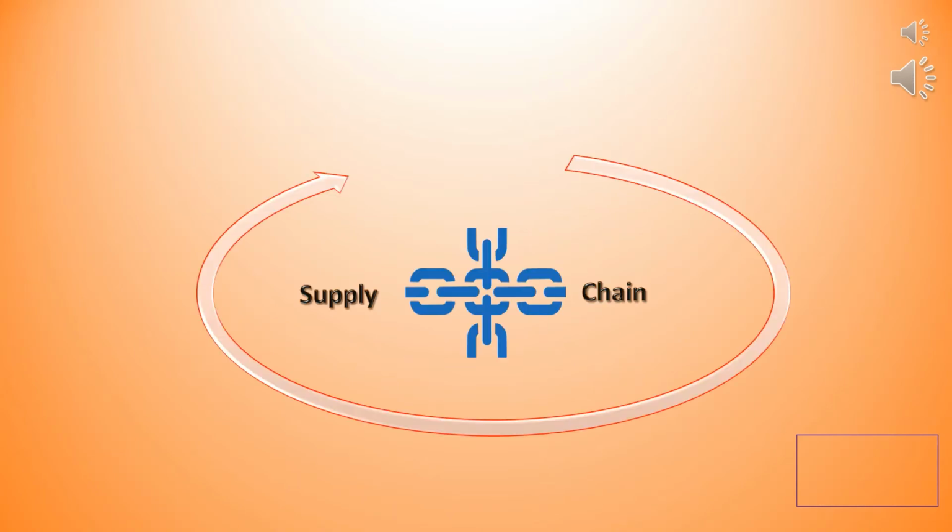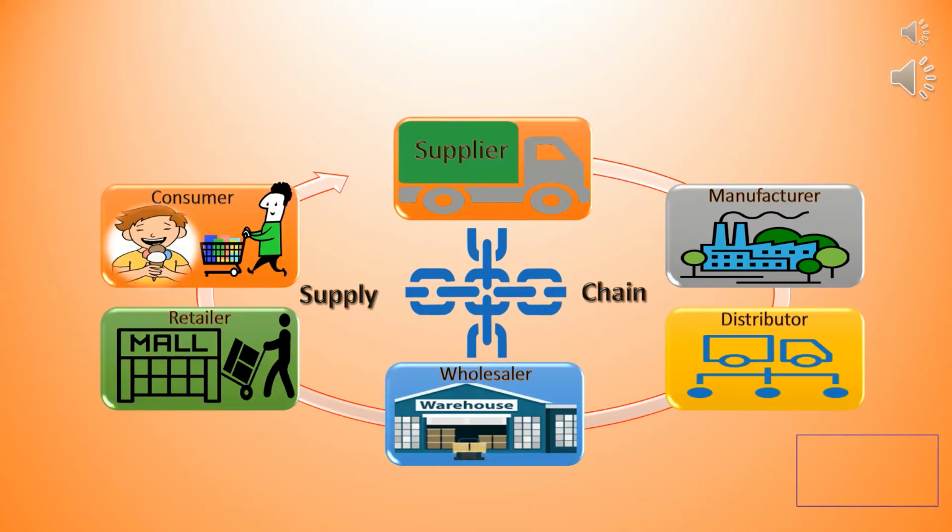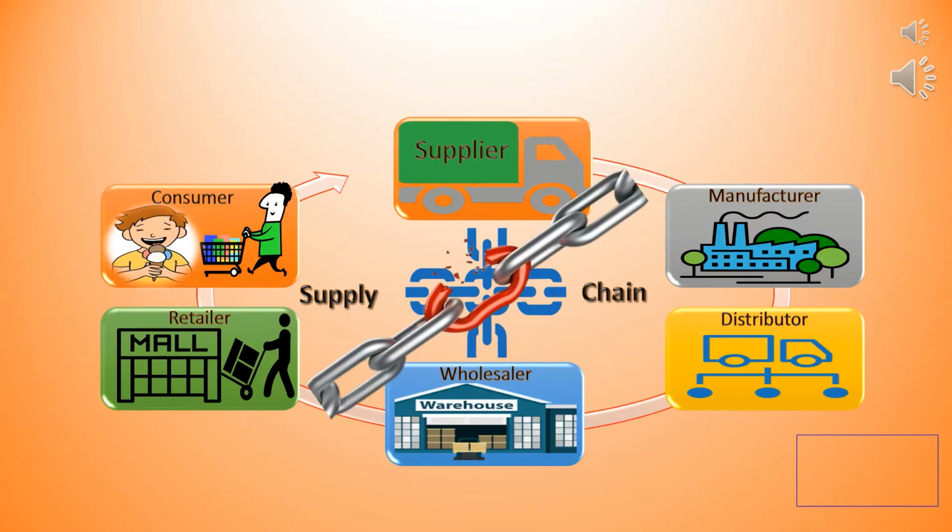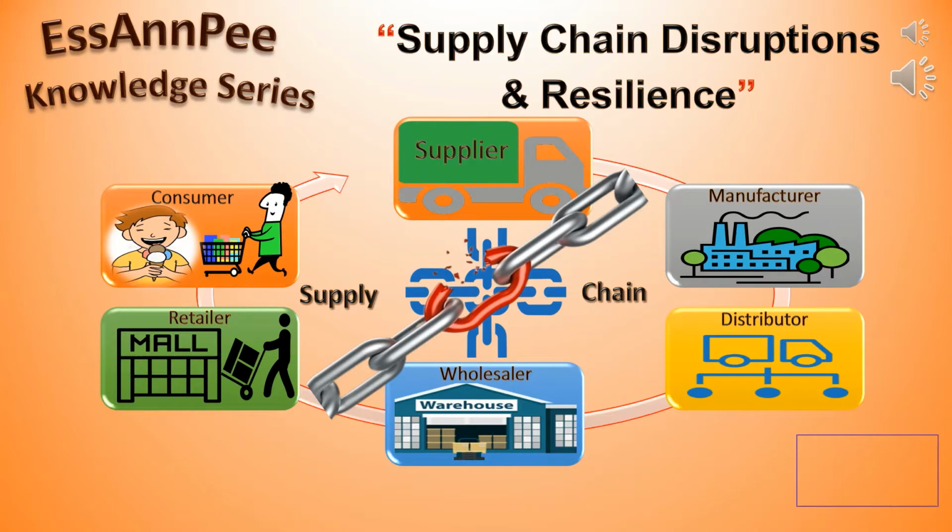Supply chain management is about managing chain of supplies. One small disruption to the supply chain can quickly wreak havoc on the entire supply chain. In this S&P Knowledge series, let's discuss the topic supply chain disruptions and resilience.